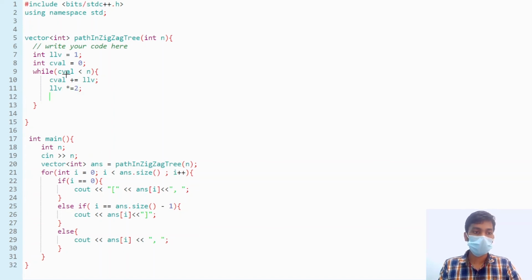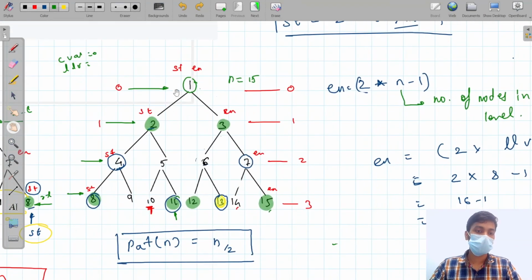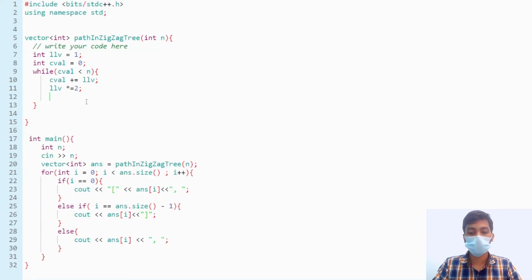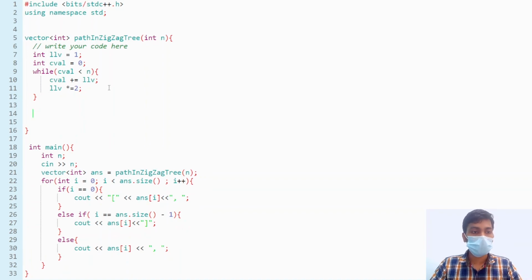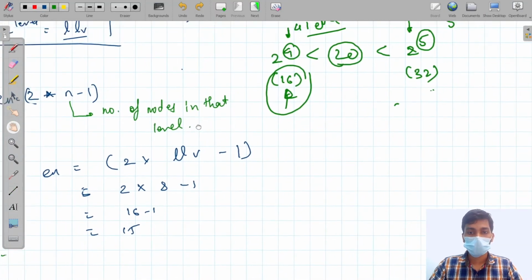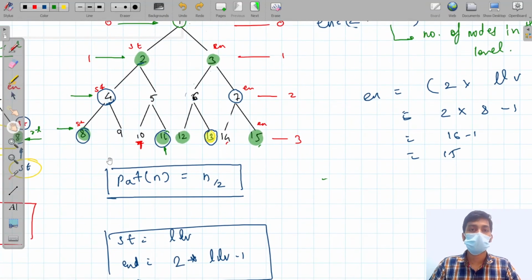That is, every time we have to get this starting index. That is going to be first 1, then 2, then 4, then 8. That is 2 times the previous value, right? Now because of this, for let's say this 11, it is going to leave us at the 16th level.